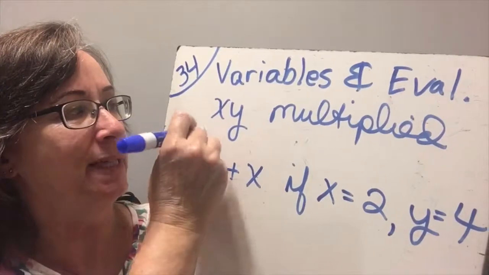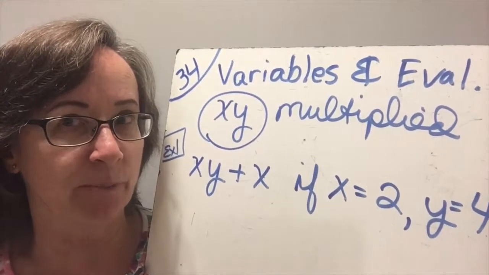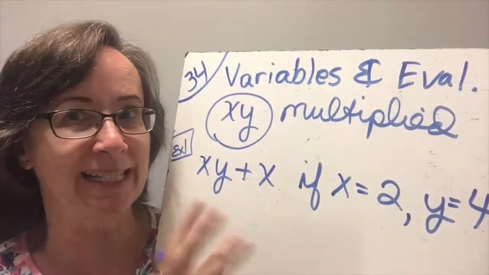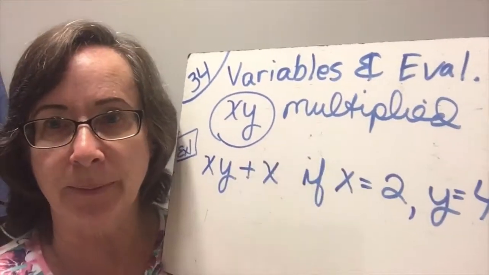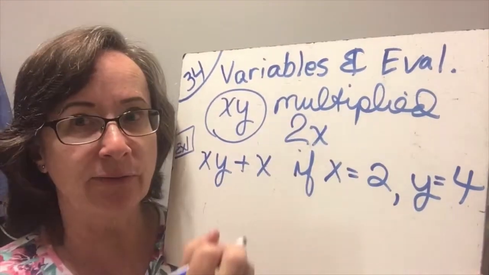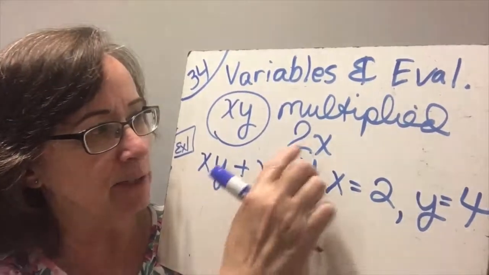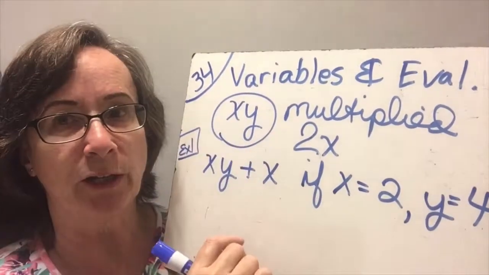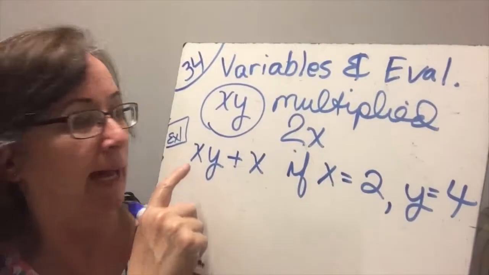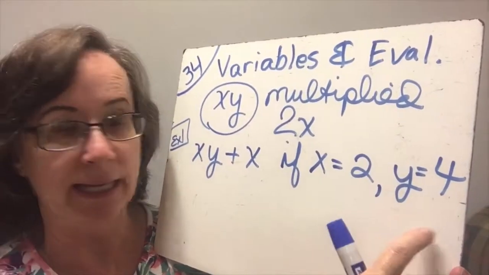So, anytime we see two variables, remember, letters that take the place of numbers we don't know yet are variables. And anytime we see two variables right side by side, that's multiplication. Also, if we see a 2 in front of a variable, that's multiplication. That would be 2 times x. So numbers that are right up next to each other, when one of them is a variable, is multiplication. So now we've got xy plus x when x is 2 and y is 4.